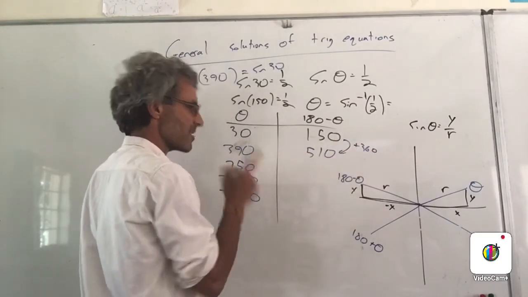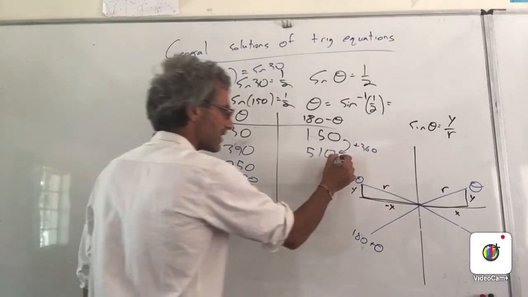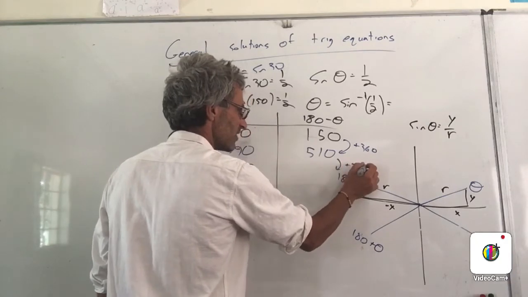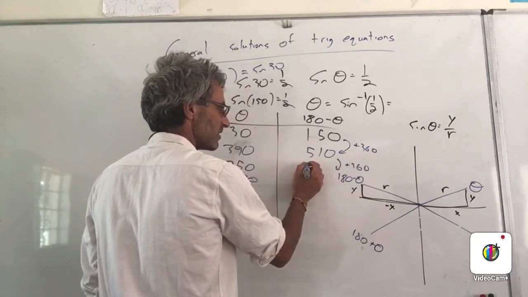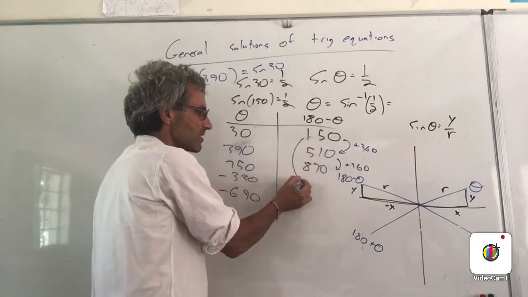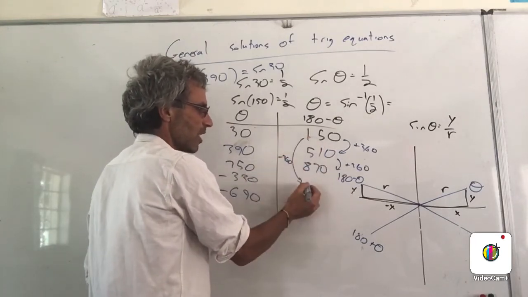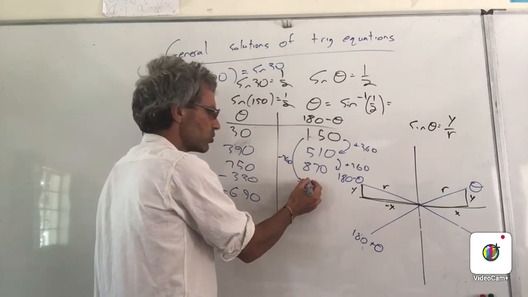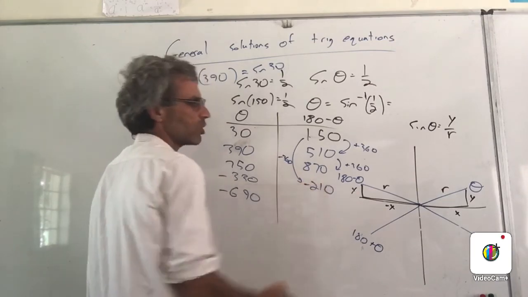I think I got it right. Yeah, it will be 510. I can add another 360: 870. Or I can minus 360. How much would that be? Negative 210. And on and on and on.